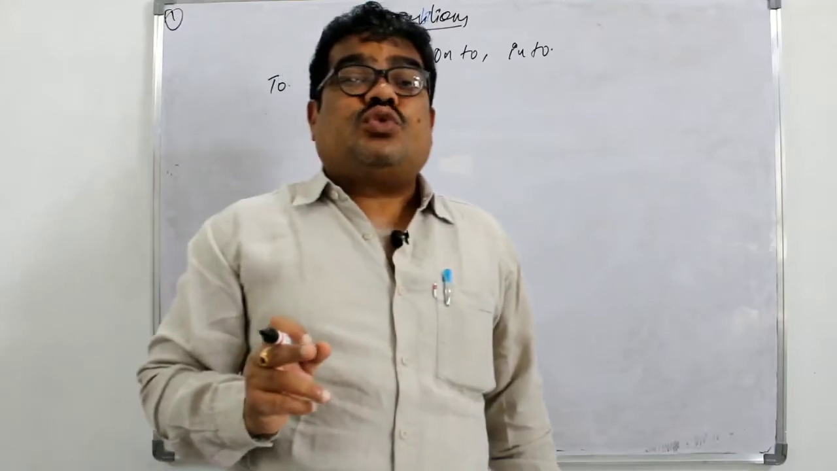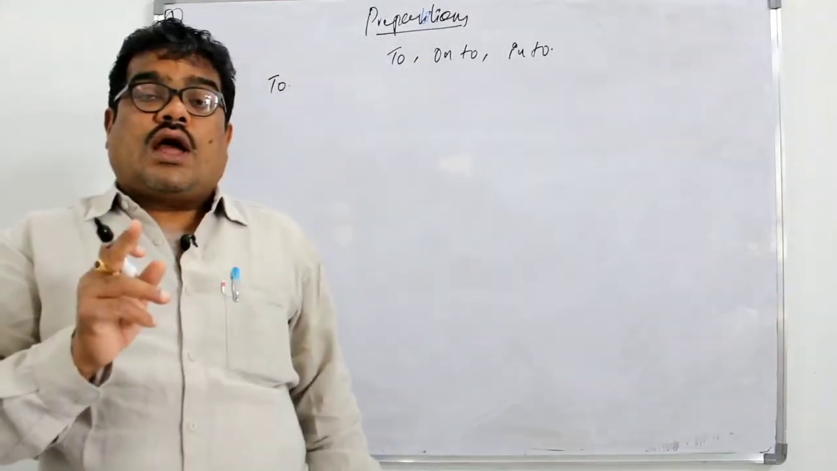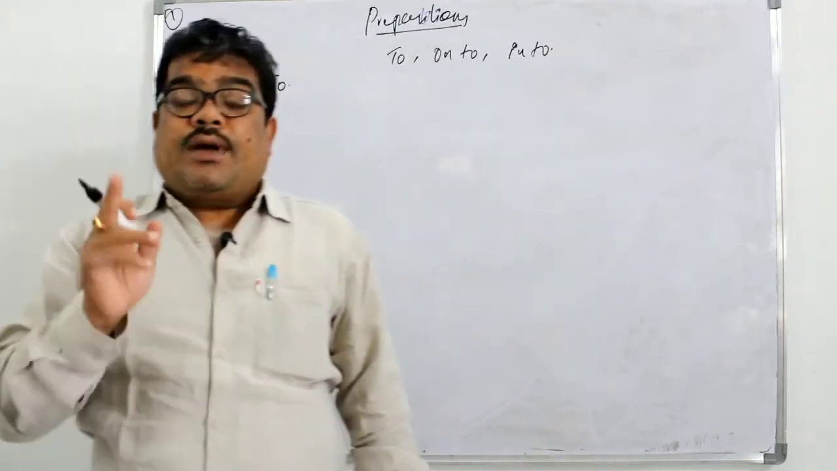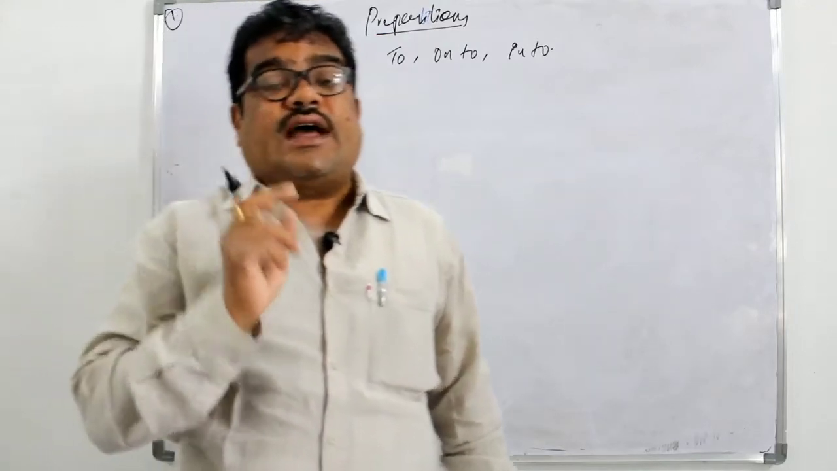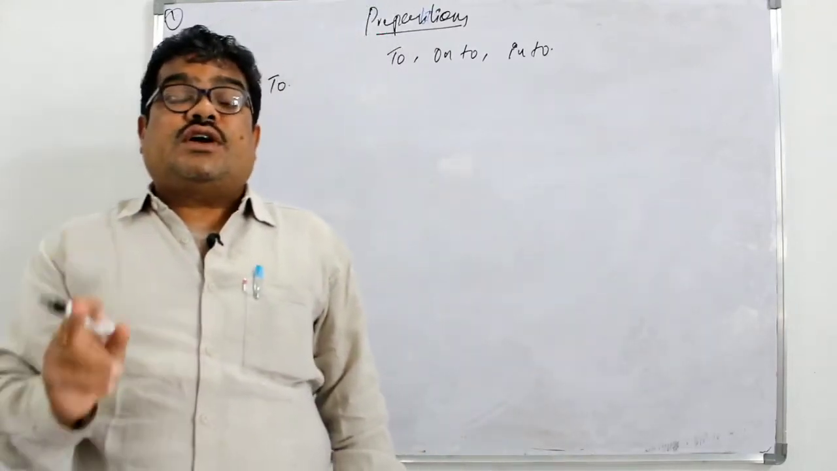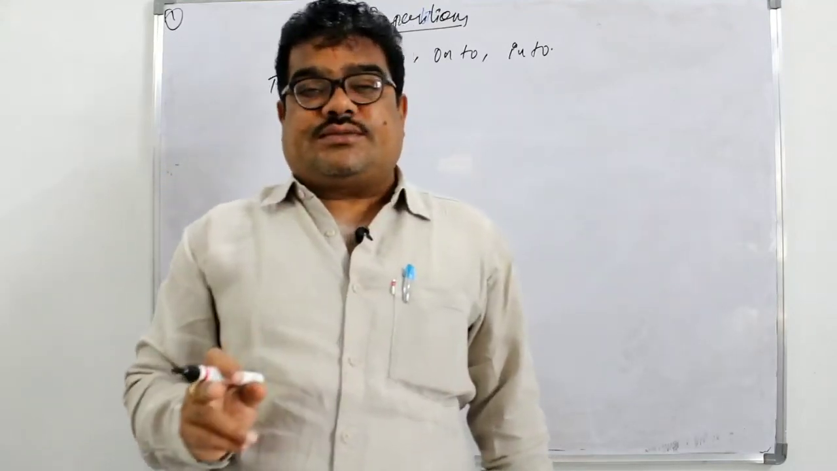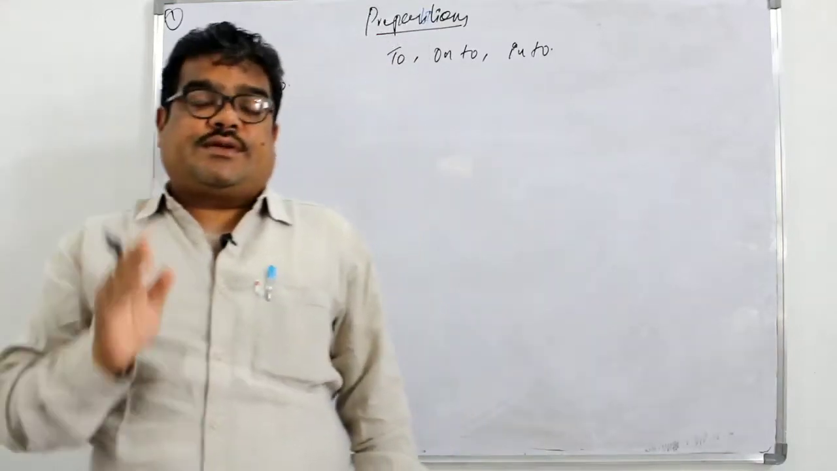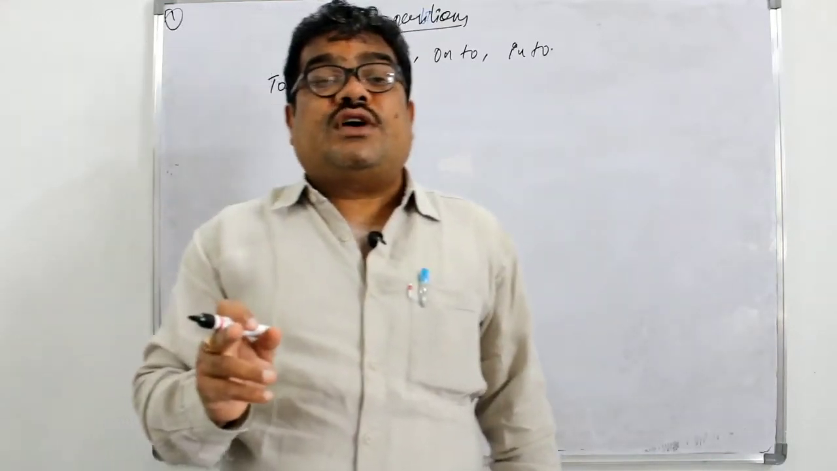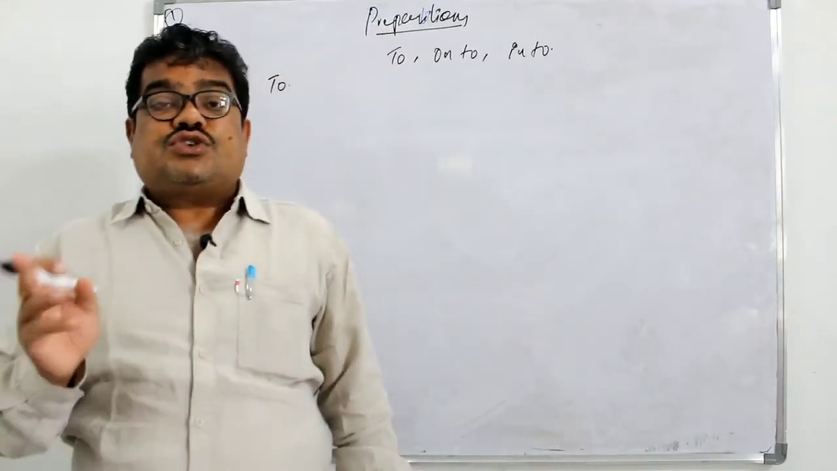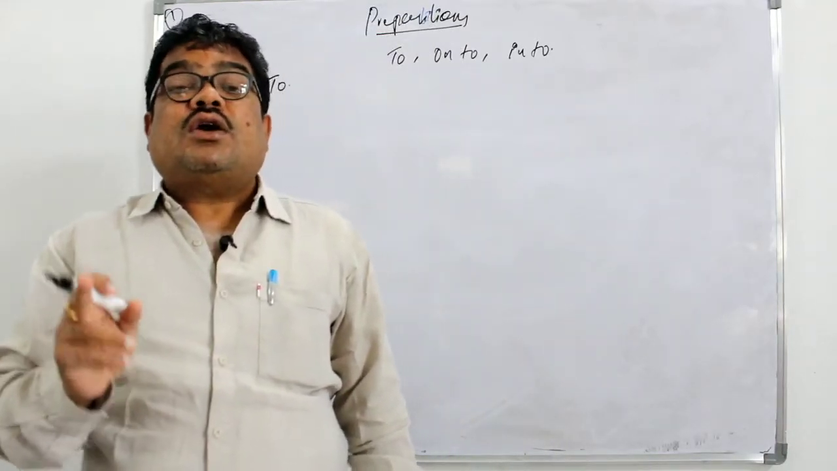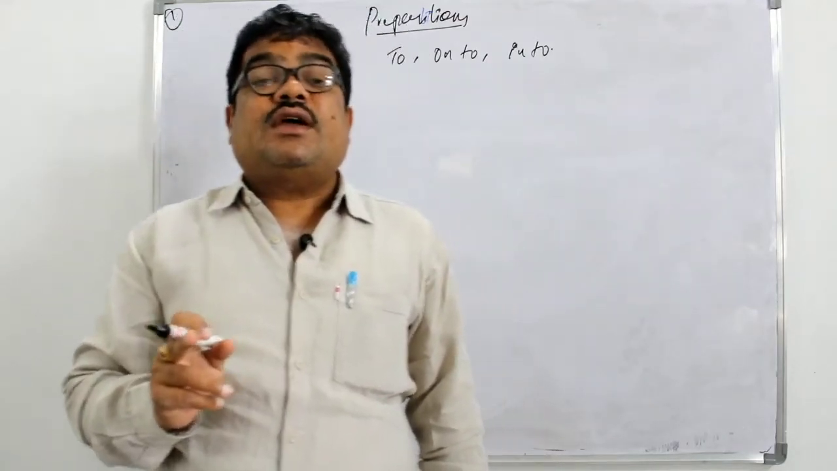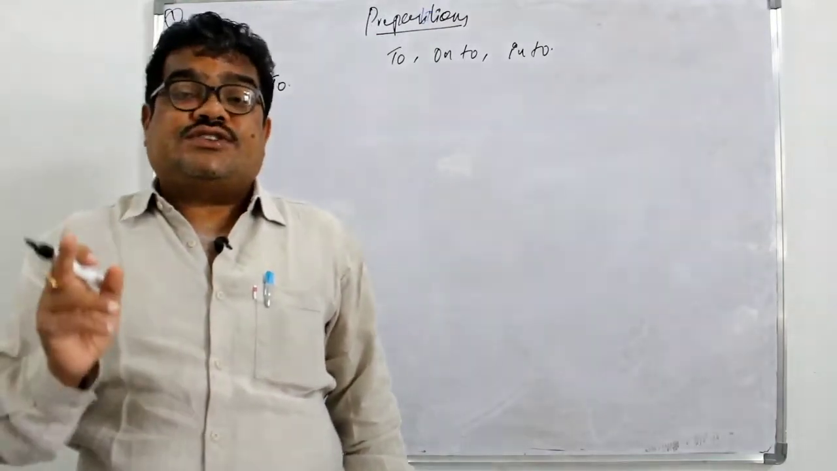What is the difference between to and towards? To and towards also talk about direction, but to talks about a specific direction, whereas towards talks about a general direction. For example, I am going to my house. That is specific. If I say I am going towards the city, it's general. So to signifies a particular direction, whereas towards talks about the general direction.